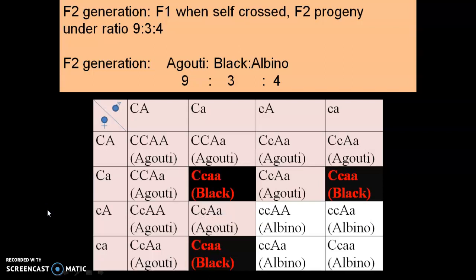In the F1 generation, when self-crossed, the F2 progenies appear in the ratio of 9:3:4. In the F2 generation, 9 agouti offsprings are formed, 3 black offsprings are formed, and 4 albino offsprings are formed.